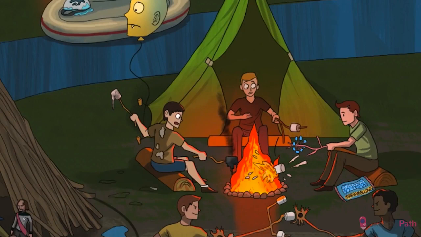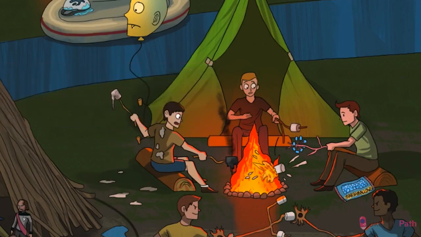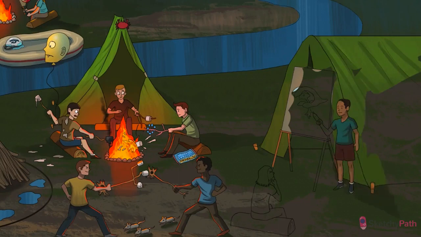It's not uncommon for medulloblastomas to produce drop metastases, where nodules of cancer form along the spinal cord and cancer cells can be found in the CSF. Fortunately, despite its aggressive growth pattern, advancements in treatment of medulloblastomas with surgery and chemoradiation therapy have led to 5-year survival rates approaching 75%. Next up, a brief exploration into what exactly those two kids are doing.